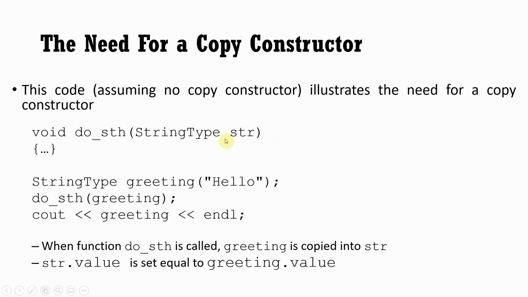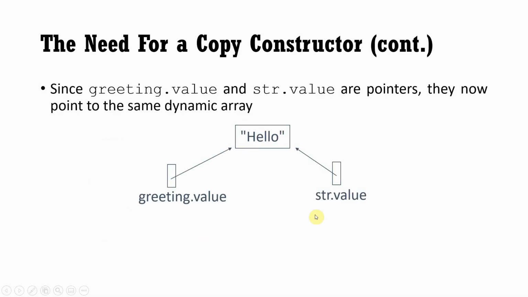Now, once we do that, and we didn't write our own copy constructor, the only thing the default copy constructor that the compiler generates for us does is copy the values of the member variables of greeting into the member variables of str. The only member variable that greeting has is a pointer. So it basically copies the content of the value pointer of this object into the value pointer of this object. So what we end up with is this.